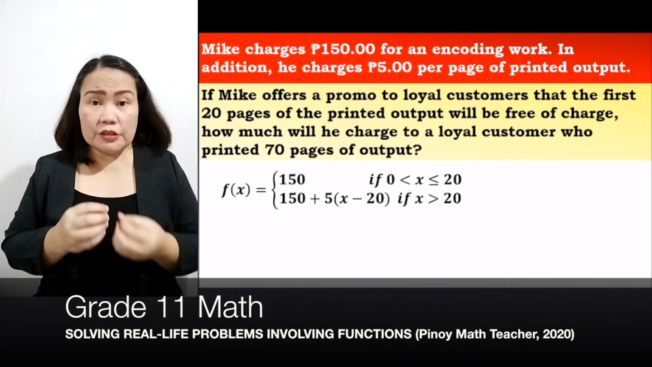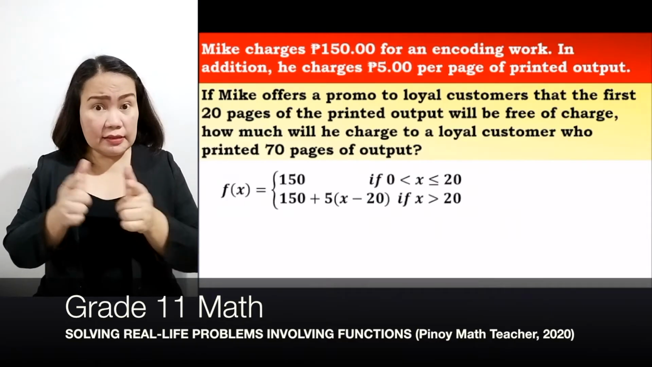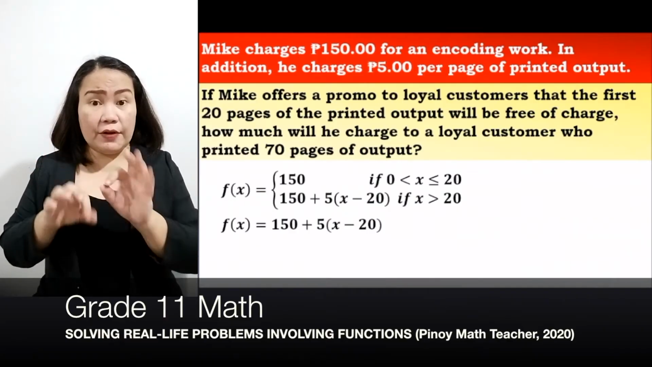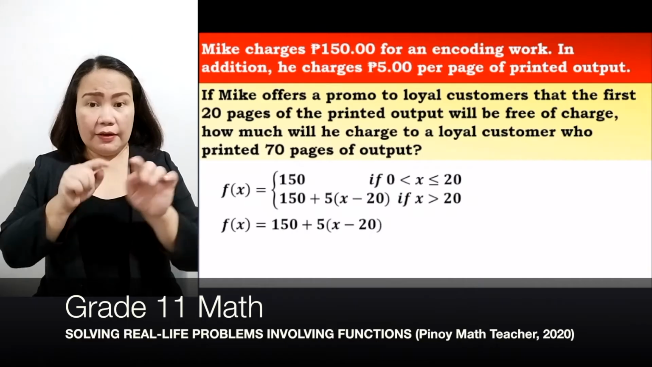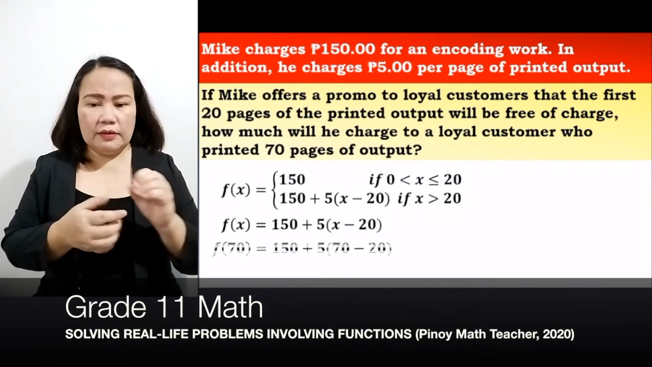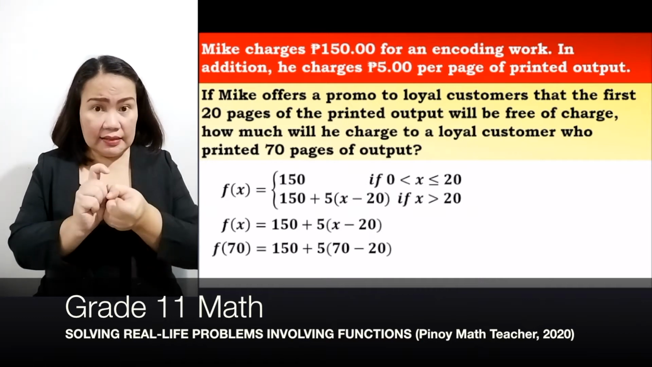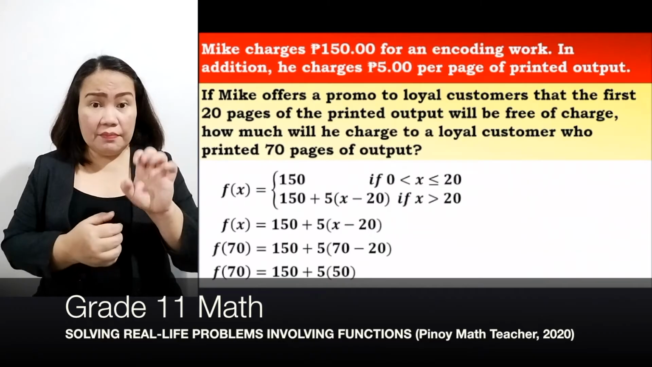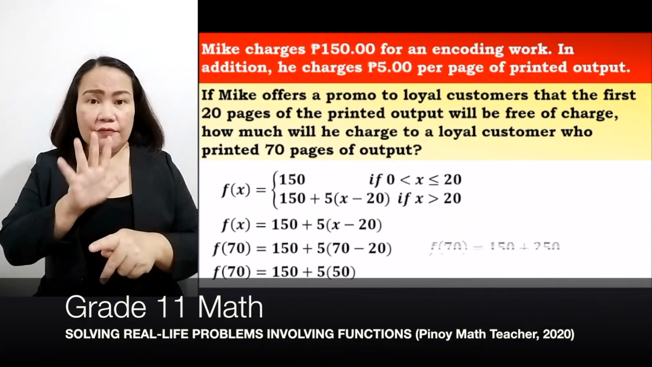Dahil ang given sa problem ay 70 pages, ang x ay greater than 20. Ang gagamitin nating function ay f of x equals 150 plus 5 times x minus 20. Replace natin yung x ng 70. Ayan, next. Kuhanin natin ang difference ng 70 at 20. Ay, that is 50.